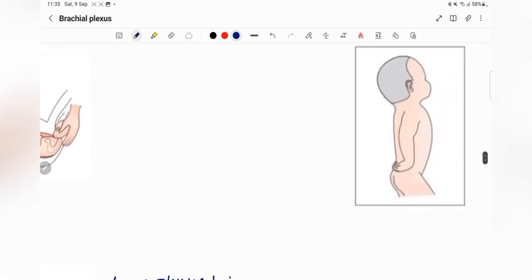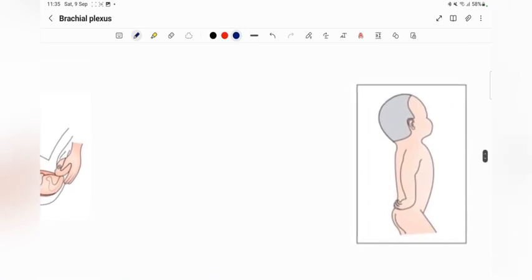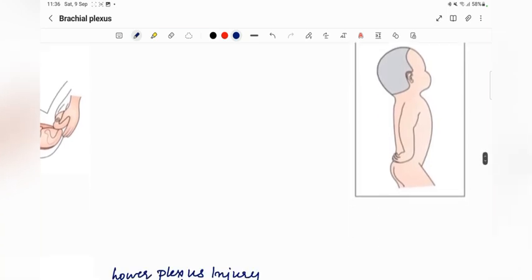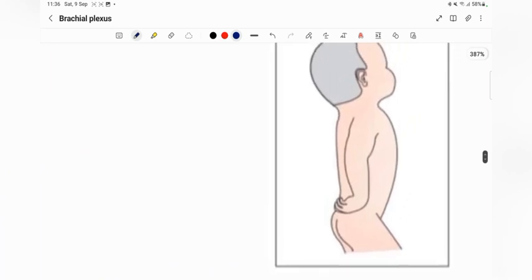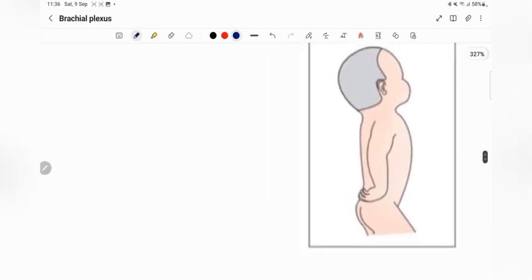Before we move on to the difference between Erb's paralysis and Klumpke's paralysis, let's talk about some basic features that are seen in Erb's paralysis or the policeman's tip hand deformity. As you can see in this figure, the arm is adducted. So, let's list out the features. The first feature is adduction of the arm. Why does this happen? It is due to the paralysis of deltoid.